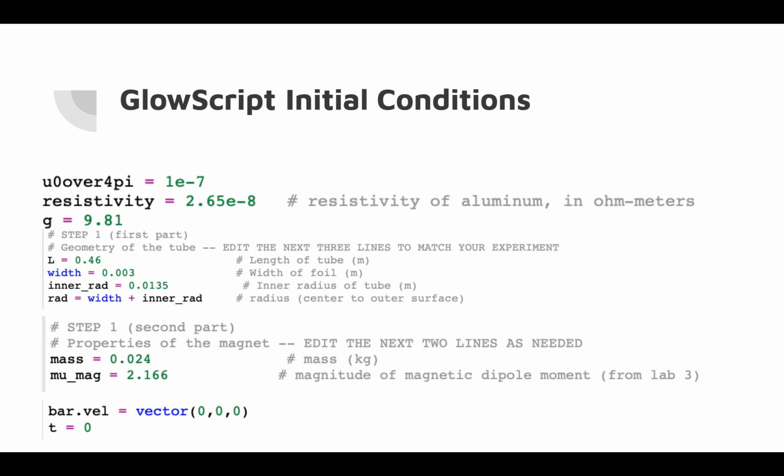This slide shows the GlowScript initial conditions for creating the loop. So we have the mu naught over 4 pi constant, the resistivity constant, and the gravity constant. And then step 1 included the geometry of the tube and the properties of the magnet.